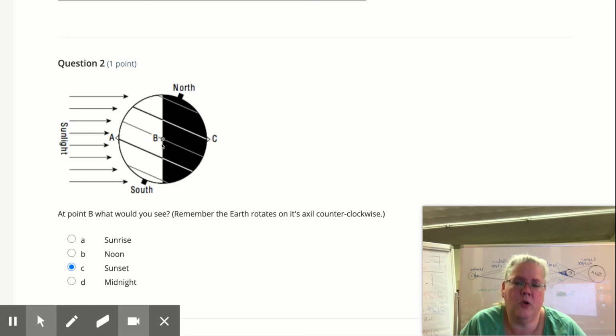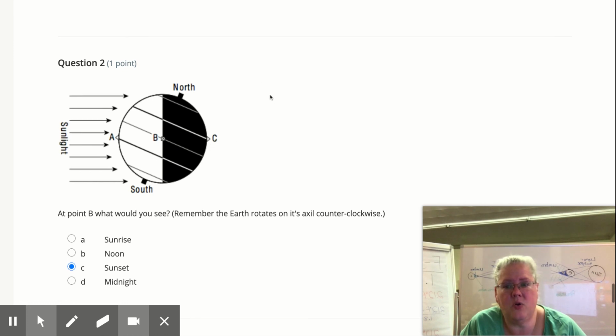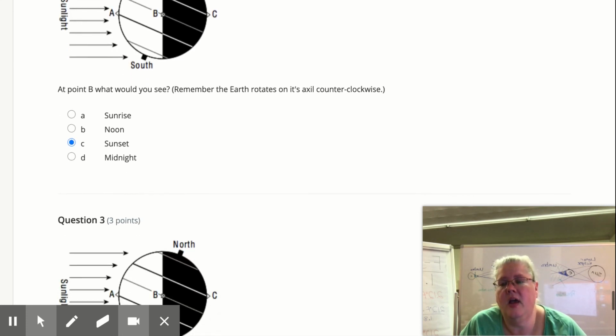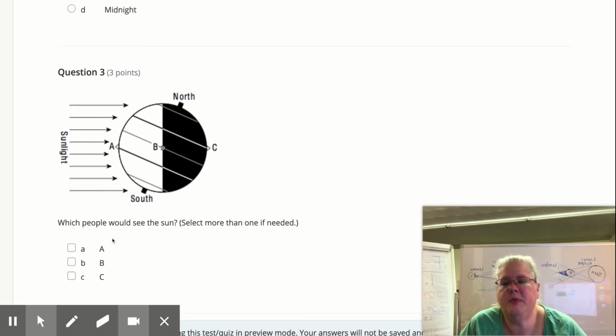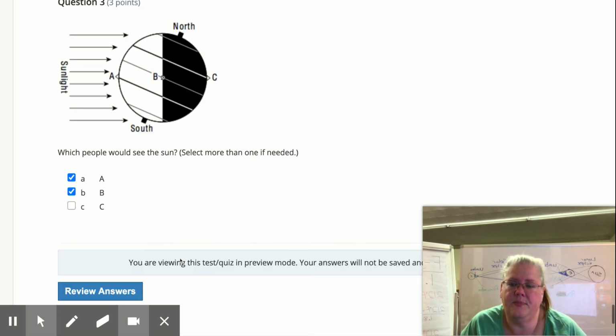If you go a quarter of the way around to C, that's going to be midnight. If you go a quarter of the way around here, if I had a D over there, that would be your sunrise. Quarter of a turn to A, you're full dead on to the sun. That's your noon, and then back to about 6 p.m. or dusk. So, which people would see the sun? Well, A could see the sun, B could see the sun. The only sunlight C is going to see is reflected off the moon. So it would be A and B.